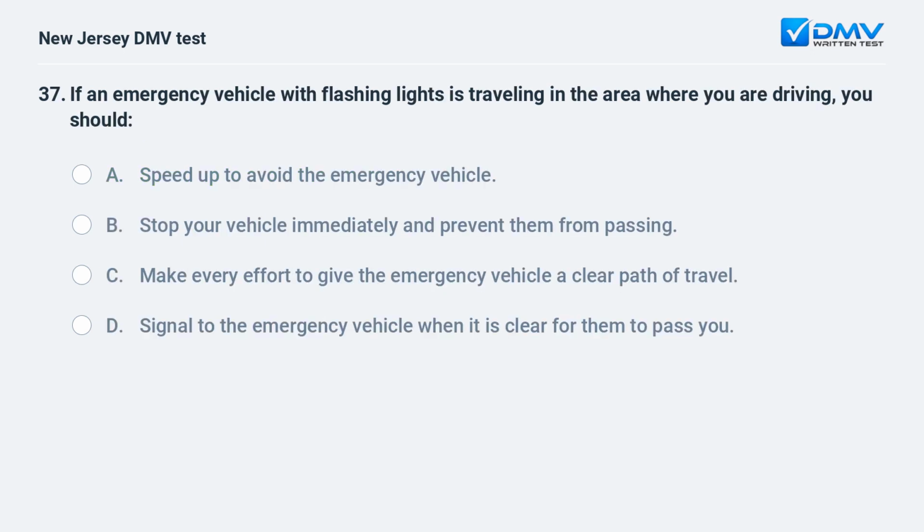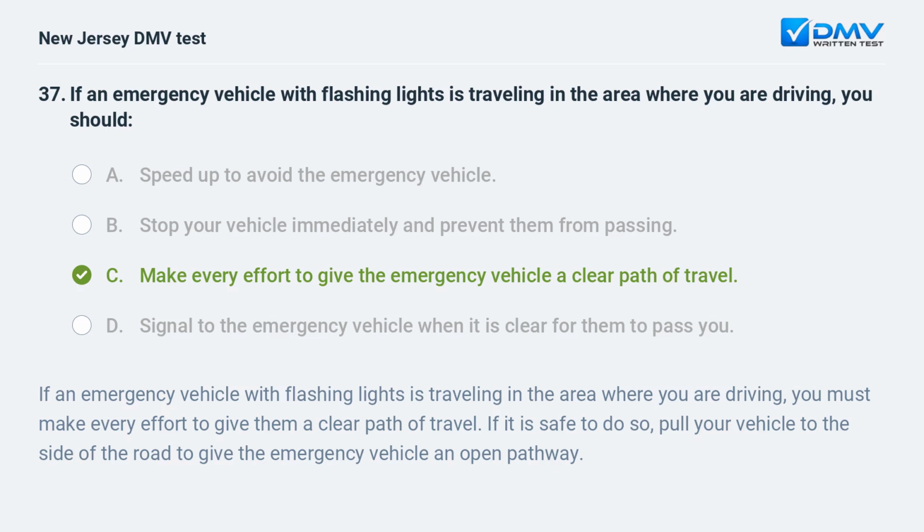If an emergency vehicle with flashing lights is traveling in the area where you are driving, you should a. speed up to avoid the emergency vehicle. b. stop your vehicle immediately and prevent them from passing. c. make every effort to give the emergency vehicle a clear path of travel. d. signal to the emergency vehicle when it is clear for them to pass you. c. make every effort to give the emergency vehicle a clear path of travel.